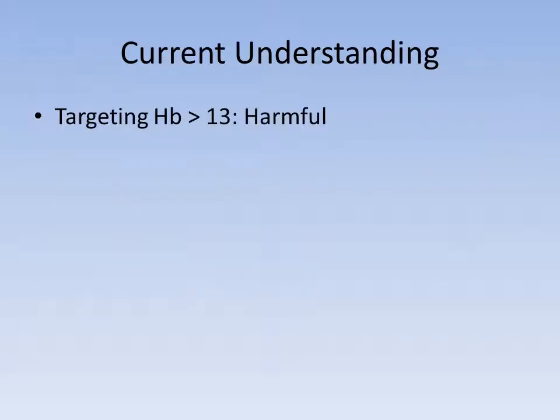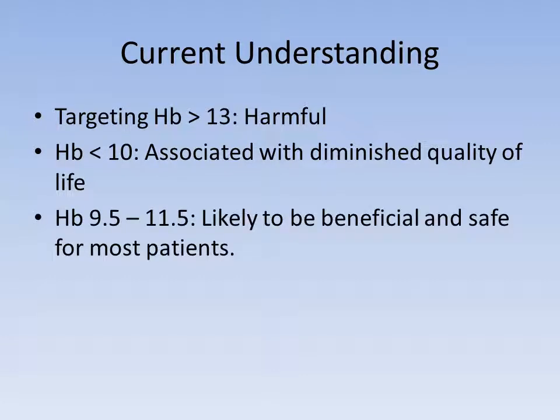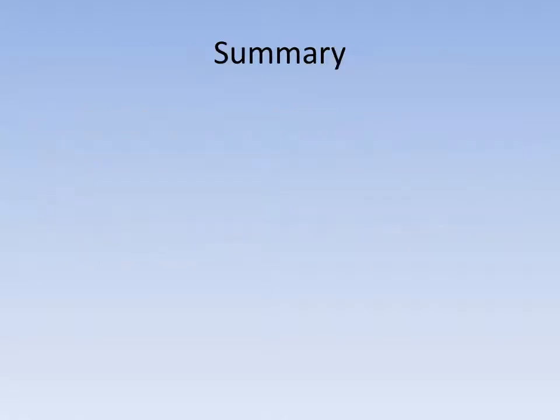Okay, so our current understanding is that targeting hemoglobin above 13 is harmful. A hemoglobin of less than 10 is probably associated with diminished quality of life just because of shortness of breath and fatigue. So in general, we try to keep the hemoglobin between 9.5 and 11.5, likely to be both beneficial as well as safe for our dialysis patients.